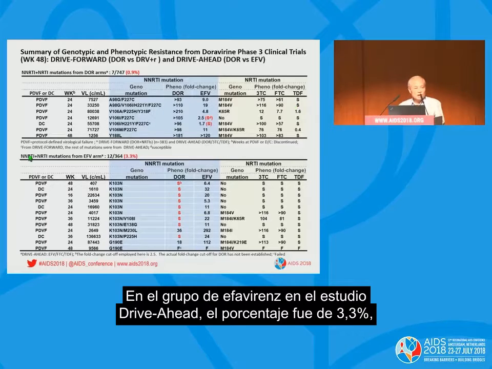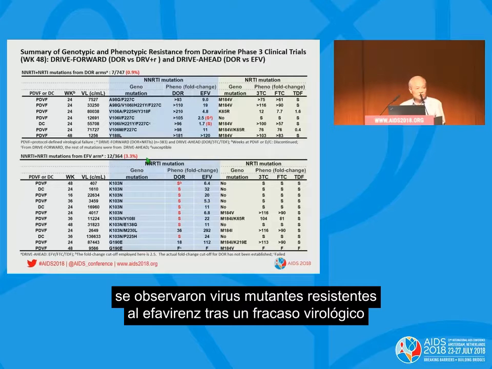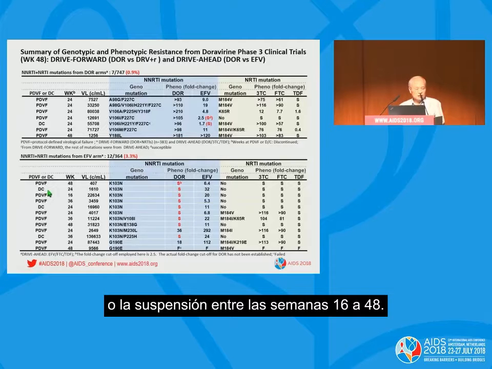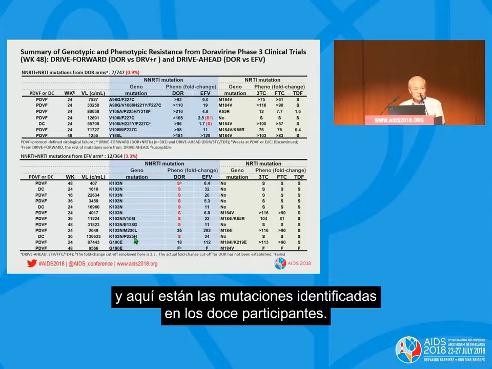For the efavirenz arm in DRIVE-AHEAD, there was 3.3%, 12 out of 364 participants, who harbored efavirenz-resistant mutant viruses upon virologic failure or discontinuation at weeks ranging from 16 to 48. The viral data are shown in this column, and here are the mutations identified in the 12 participants.